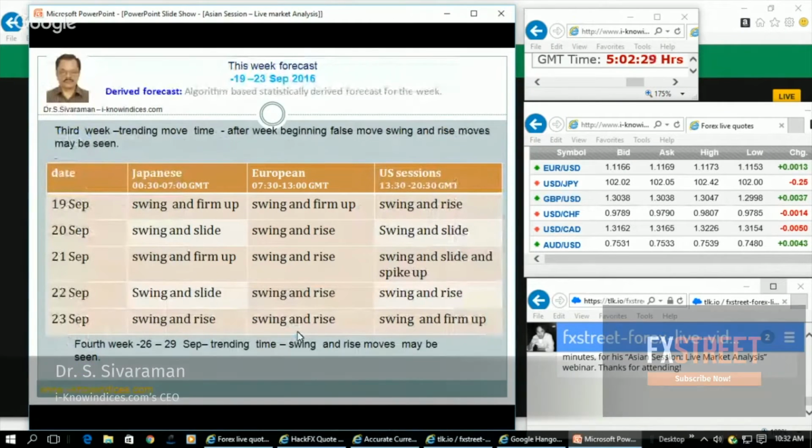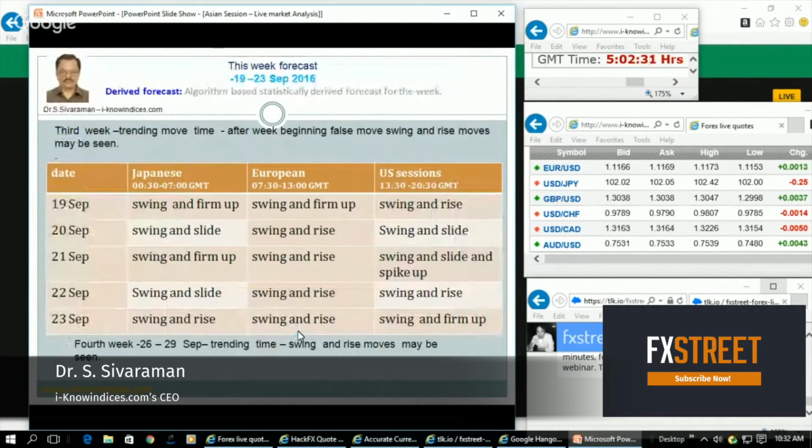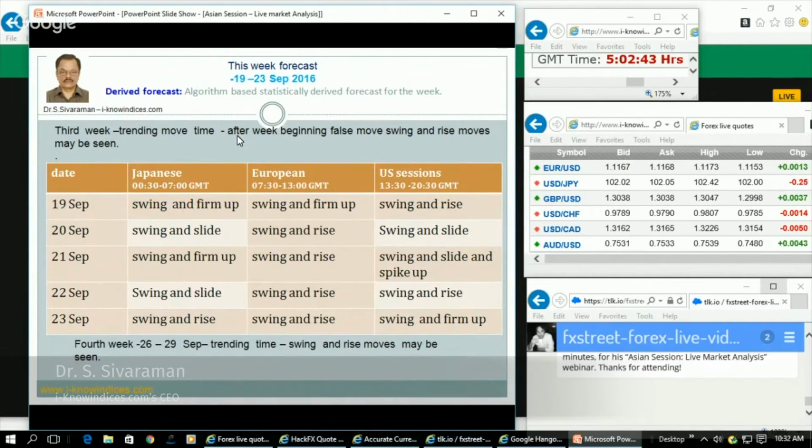Now this is the forecast page. The forecast is given for 19th September to 23rd September, and this is the third week of the month of September. Trending moves are expected. As I explained last week, they were expected to make the mid-month trend reversal move.